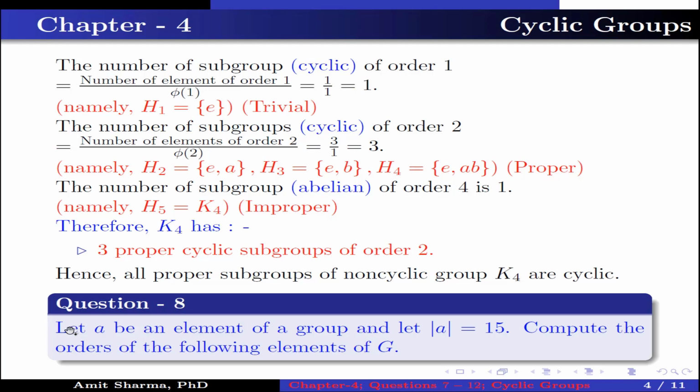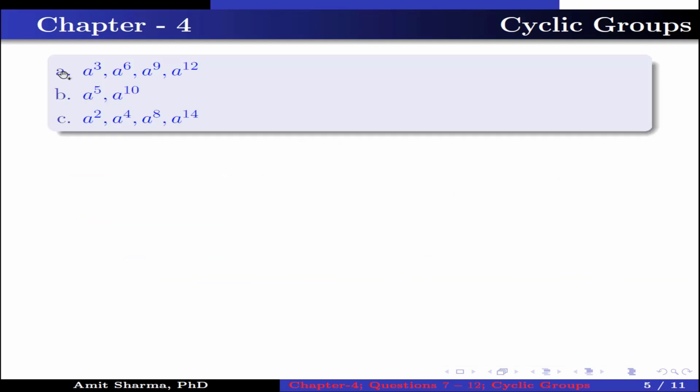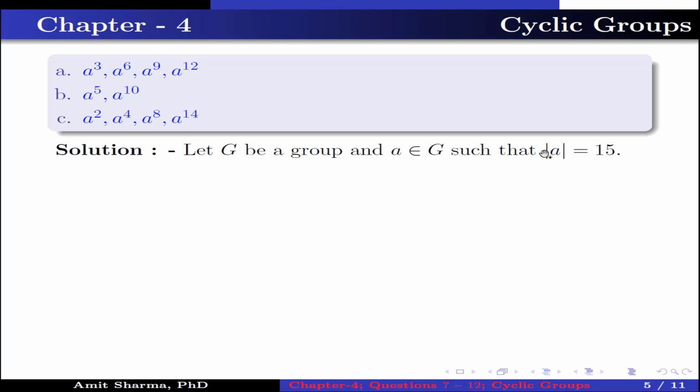Question number 8. Let A be an element of a group and let the order of A be 15. Compute the order of the following elements of G. Part A, A cube, A6, A9, A12. Part B, A5, A10. Part C, A square, A4, A8, A to the power 14. Let G be a group and A belongs to G such that the order of A is 15.